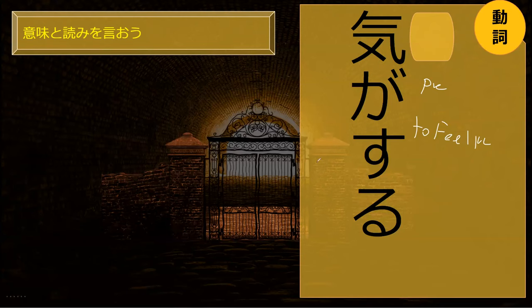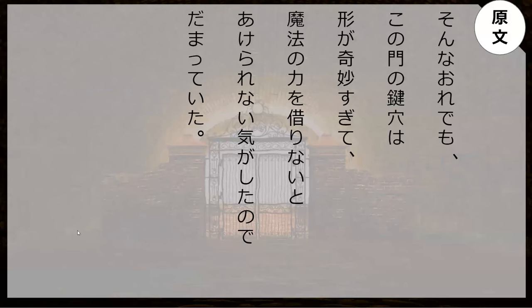It's a hypothetical type of thing, which just makes more sense in Japanese, I think, than English. I feel like someone's watching. Where'd that come from? Okay, so now you can read the sentence from the book.